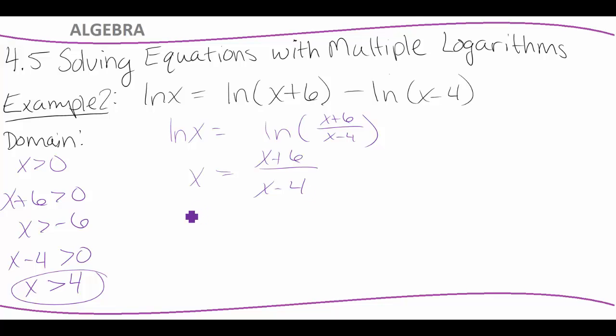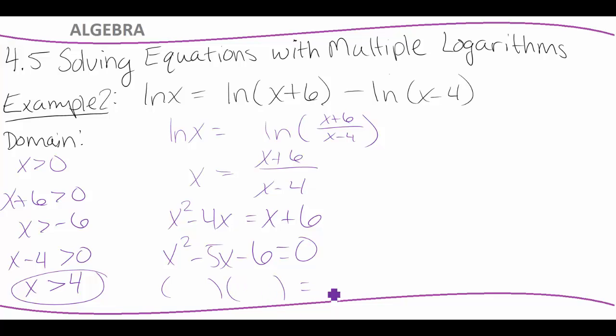And so we're going to multiply both sides by x minus 4. We're going to get x squared minus 4x equals x plus 6. And now we're going to simplify. So we're going to subtract x and subtract 6 from both sides. We're going to get x squared minus 5x minus 6 equals 0. And we're going to factor. We're going to get x minus 6 and x plus 1. You can check my work.